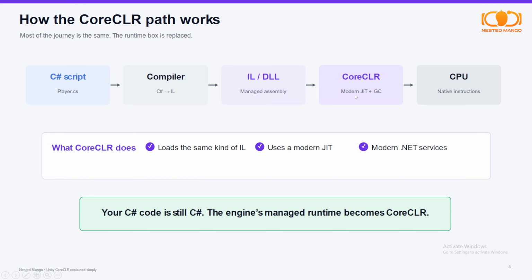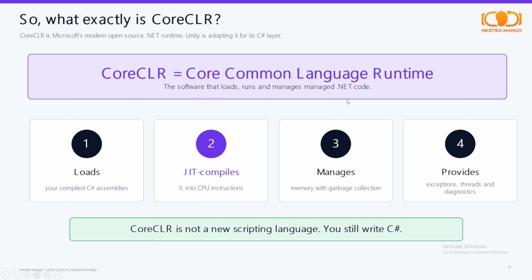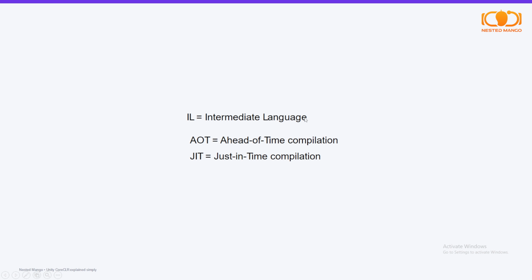Basically what Core CLR does is perform the JIT. JIT means just-in-time conversion. We have two things, as I told you. We have AOT, ahead-of-time compilation, and JIT, just-in-time compilation. These two are really very important.